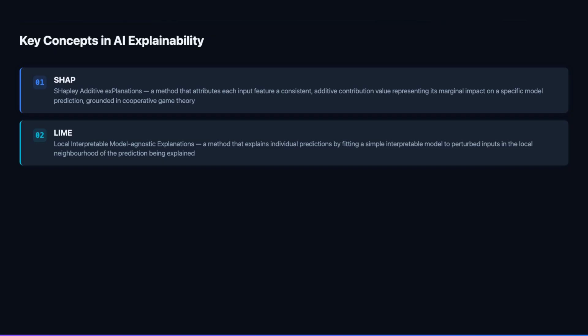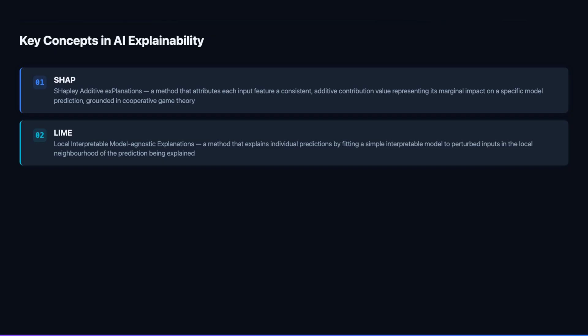LIME's solution is to treat the model as a black box and study its local behavior empirically by querying it with perturbed versions of the input. For a tabular data prediction, LIME randomly masks subsets of features and records the model's predictions for each masked version. It then weights these perturbed samples by their proximity to the original input and fits a sparse linear model to predict the black box model's outputs. The linear model's coefficients are the explanation. They identify which features have the largest local influence on the prediction.